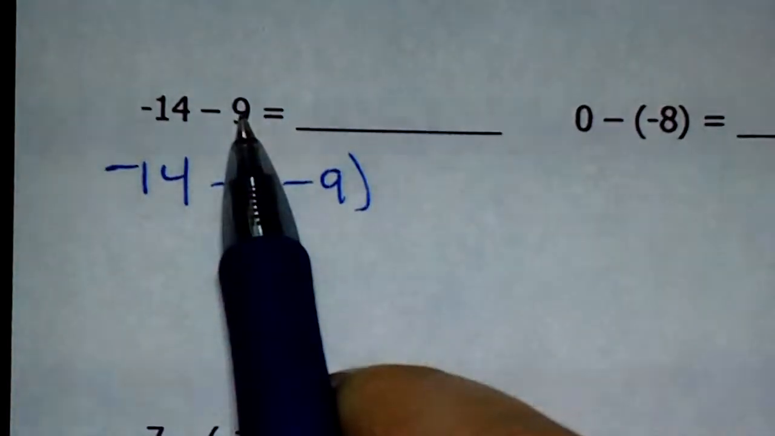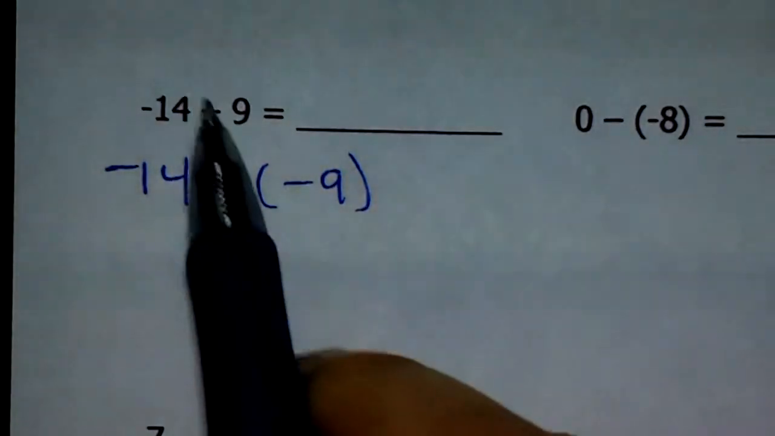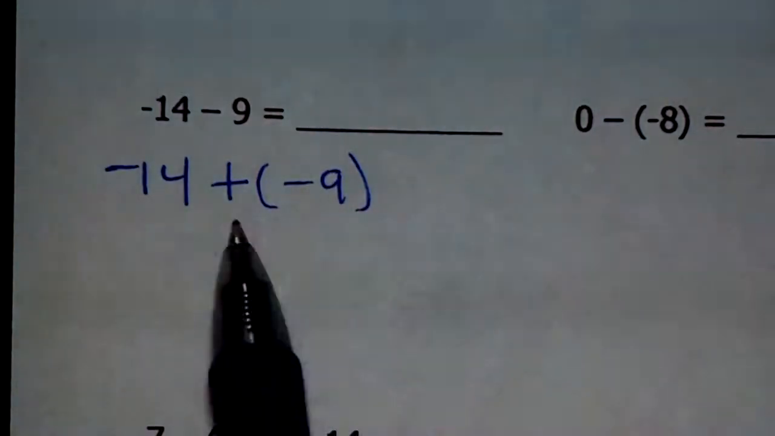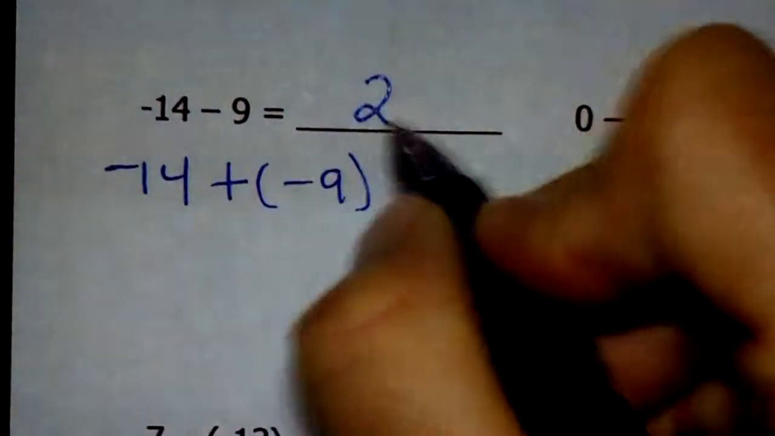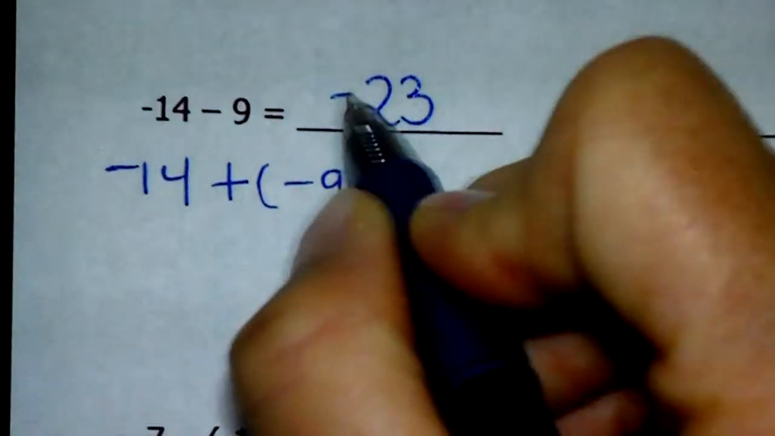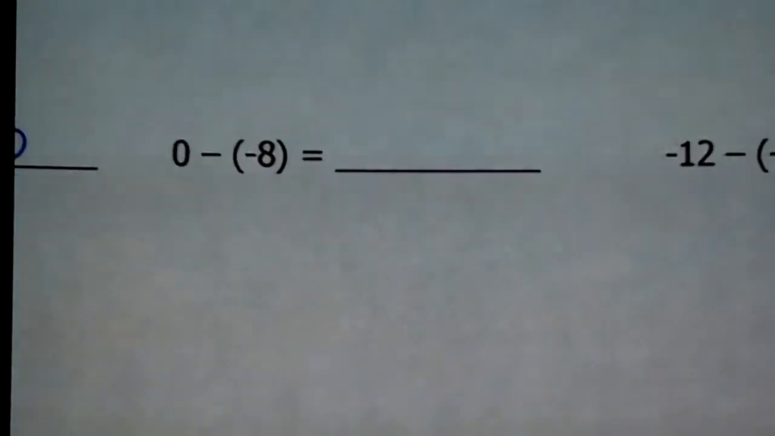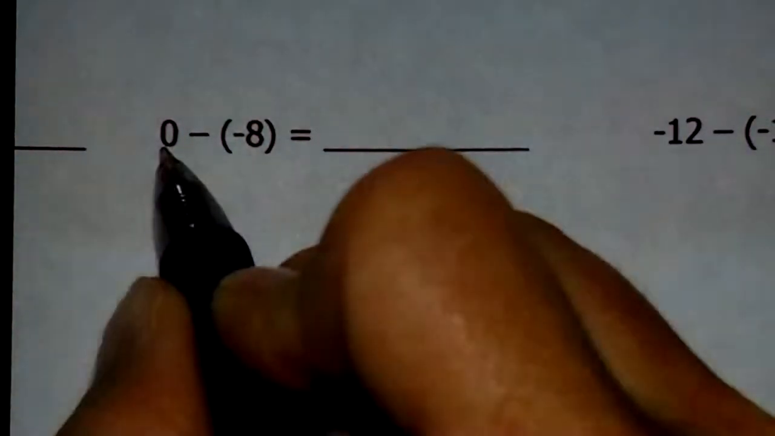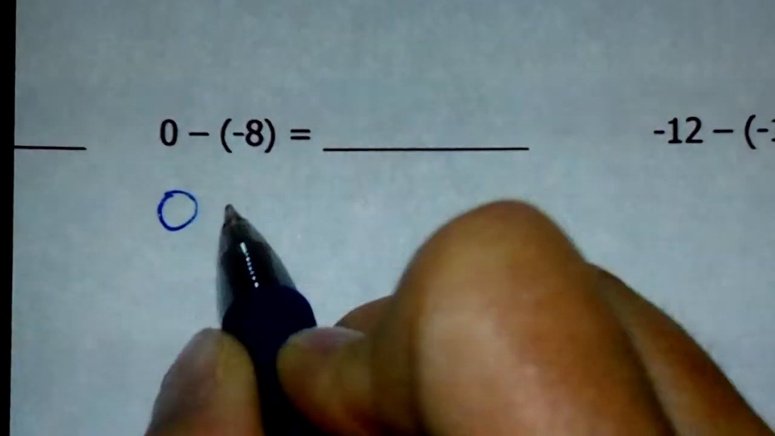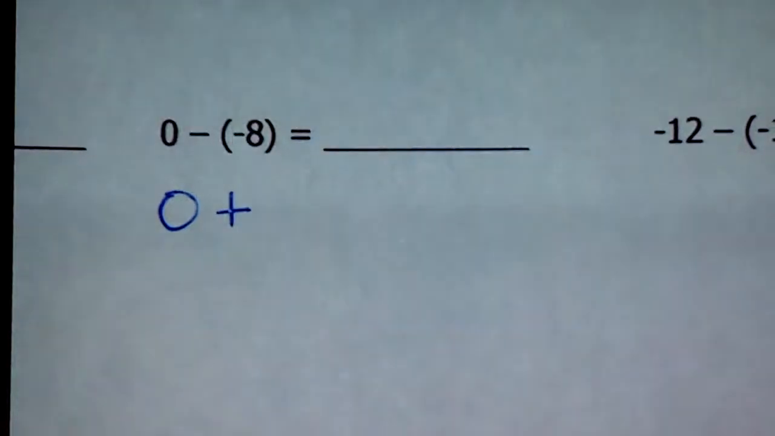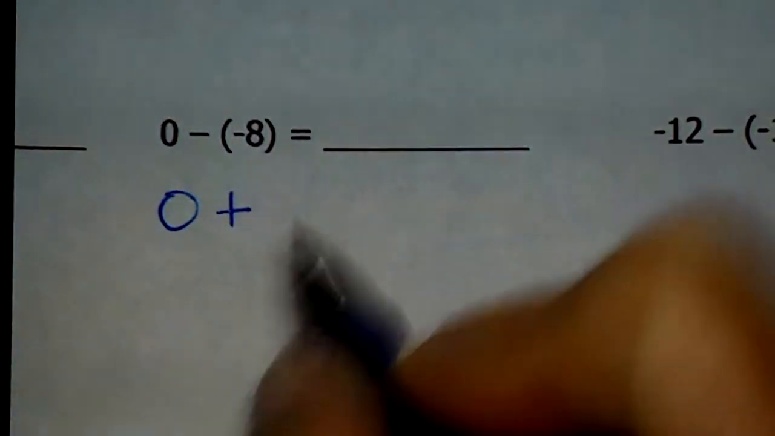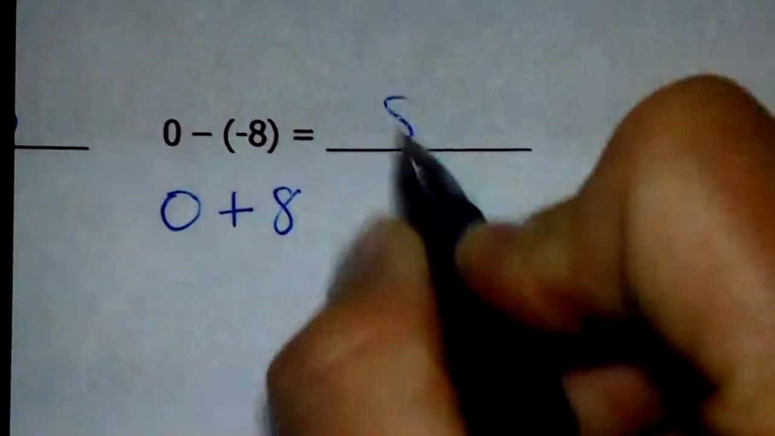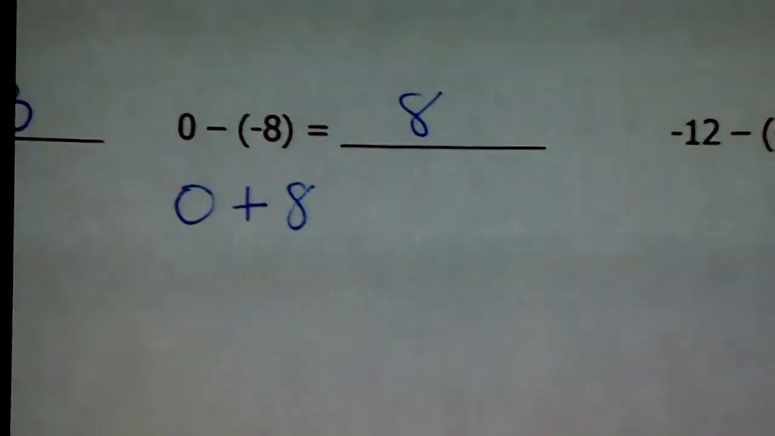All right, keep going. Keep, change, change. So that was a positive 9, it's now a negative sign. When you change that to addition, you change the sign of that. I'm adding two negatives, that means I get to add the digits normally. So 14 plus 9 is 23, and a negative plus a negative is a negative. 0 minus negative 8 isn't negative 8. When you keep, change, change, 0 plus, that was a negative 8 that was being subtracted, right? Now that we're adding it, the sign changes. So 0 minus negative 8 is positive 8.